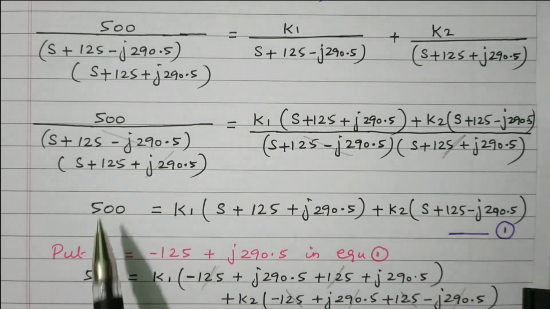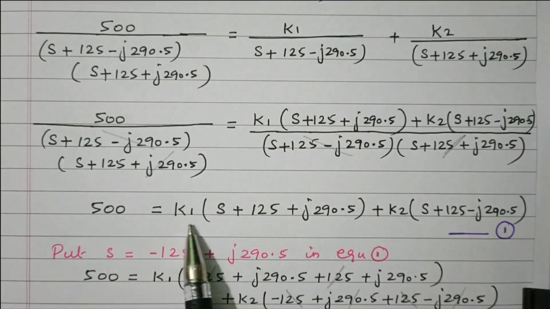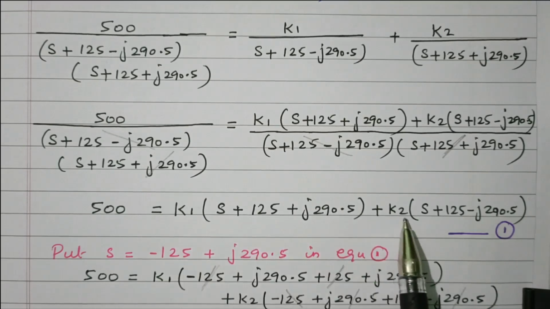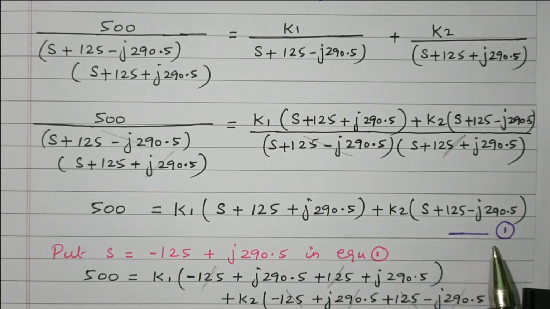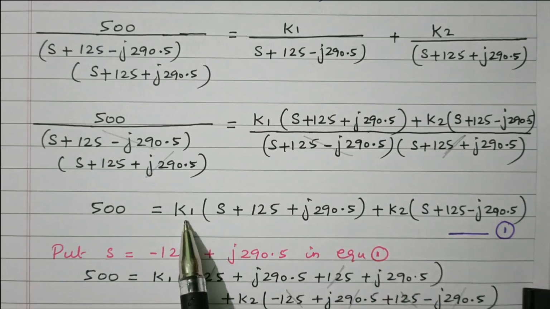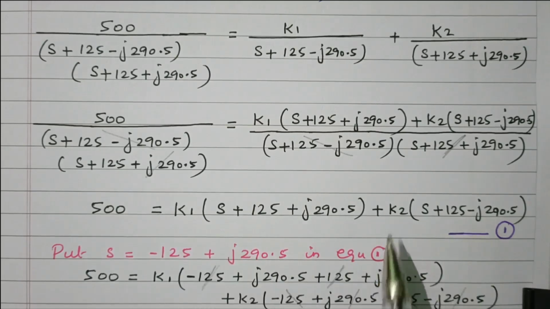So finally what we have is 500 equal to K1 into this term plus K2 into this term. Here plus plus, here plus minus. This is equation number 1. So finally we got the simplified equation. So now we need to find the values of K1 and K2. So how will we find K1 and K2?